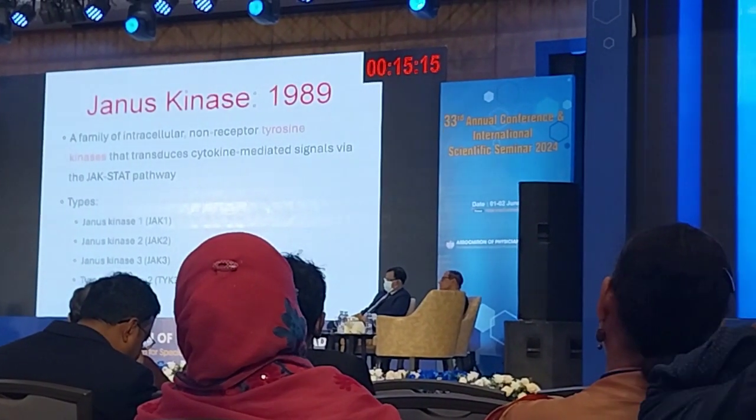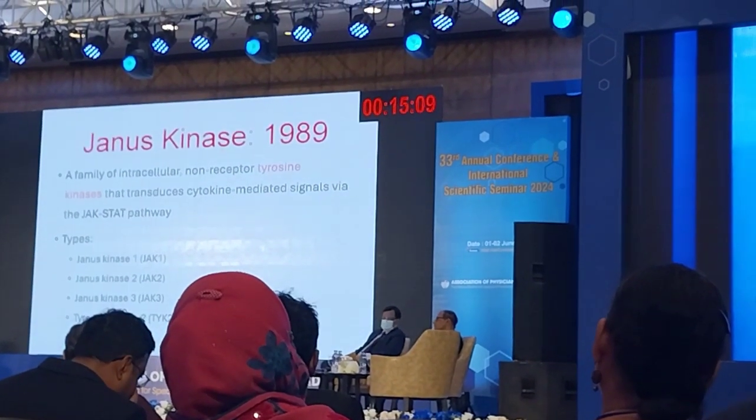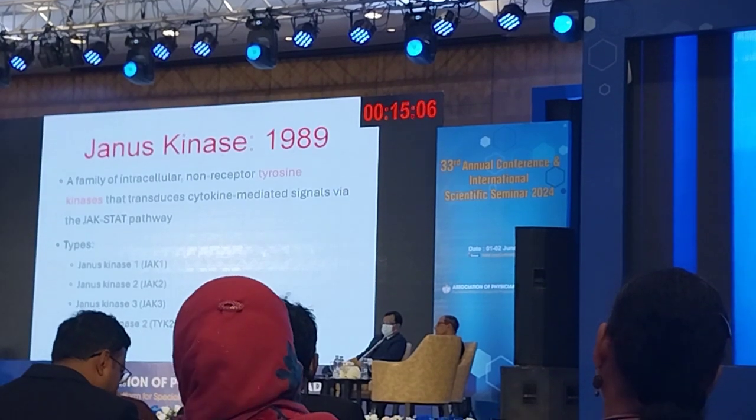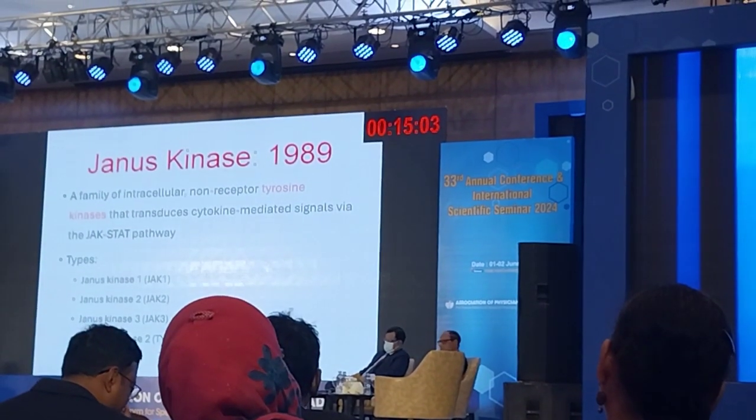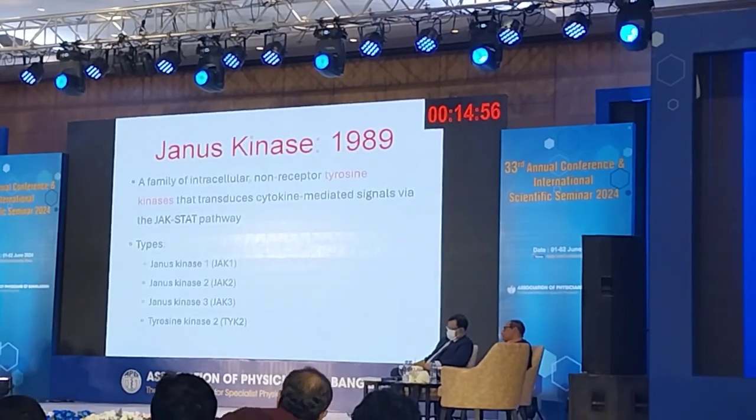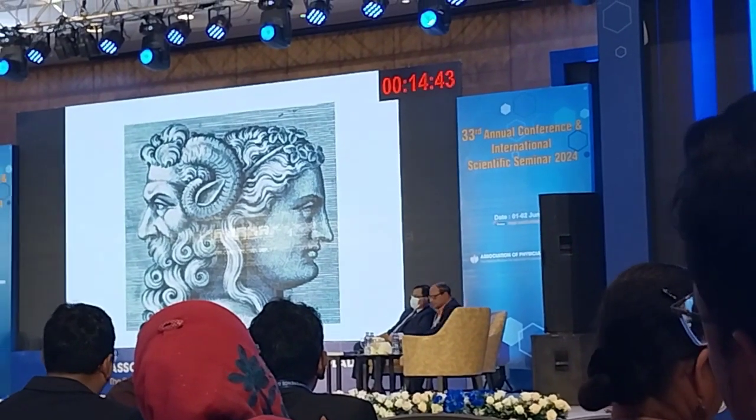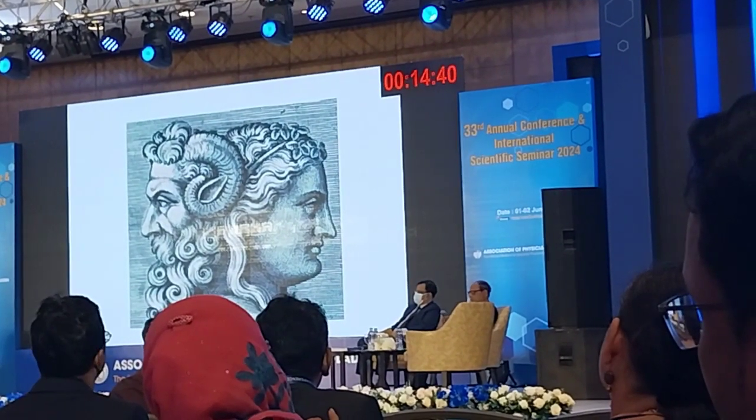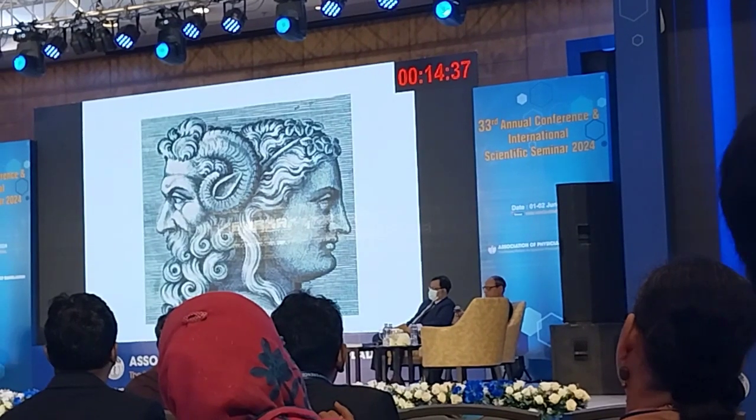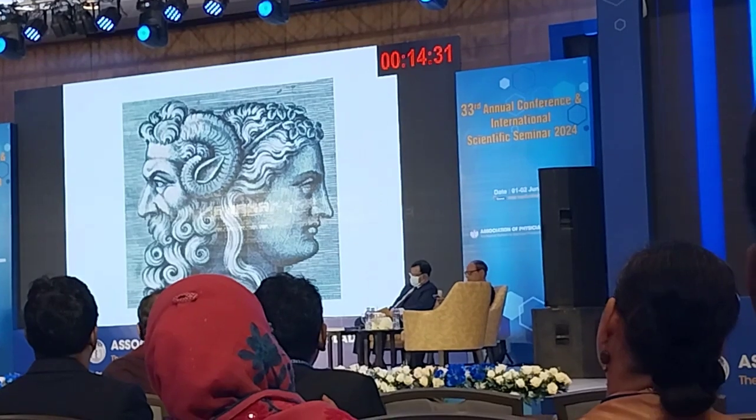So this Janus kinase is a family of intracellular non-receptor tyrosine kinases that transduces cytokine-mediated signals via the JAK-STAT pathway. And there are 4 types: Janus kinase 1, we call it JAK1, JAK2, JAK3, and tyrosine kinase 2, that is called TYK2. And here you can see the head of the Roman god Janus. It has 2 heads. This is the younger head that stimulates transition. Janus is a god of transitions, and the older head tempers down the transition, slows, regulates it, or tends to control it.